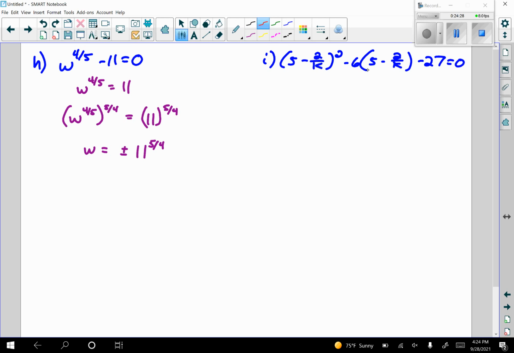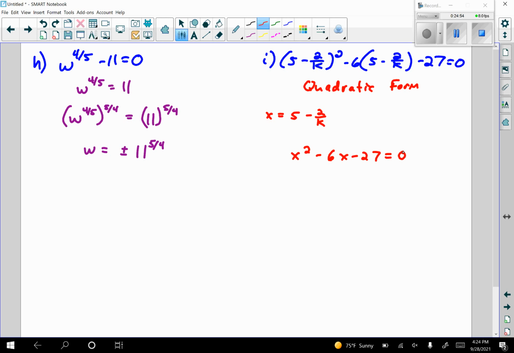All right, now something like I, this is of quadratic form. We don't have to leave it this way. And when we use a different variable, or set this equal to something, we want it to be equal to something different. Don't use the variable that's here. So in this case, since I have k's here, I'm going to let x equal 5 minus 2 over k. So now the equation becomes x squared minus 6x minus 27 equals 0.